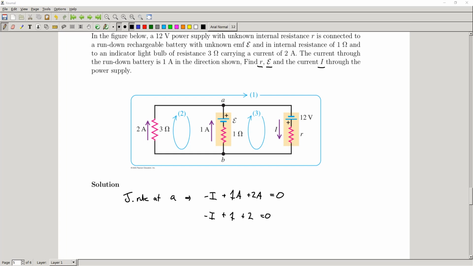Okay, and so we can right away solve for this. Just move the I over to the other side. We end up with I equals 3 amps. And this is exactly what we thought we would find, right?